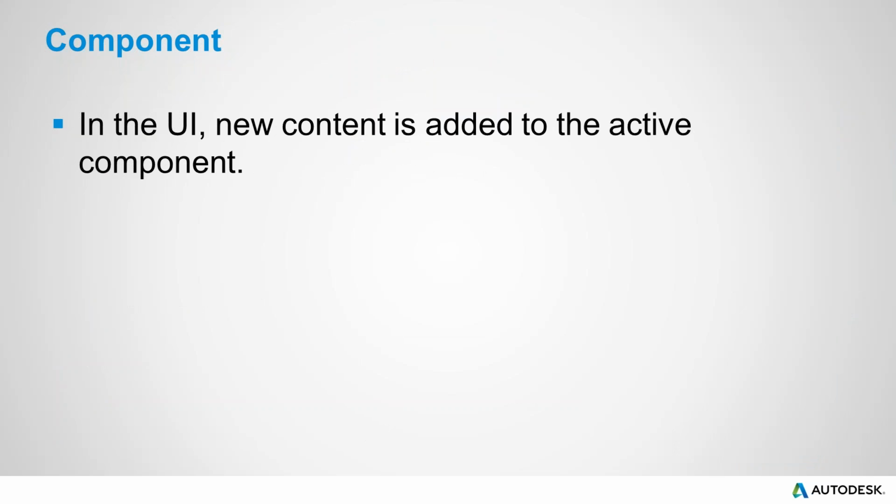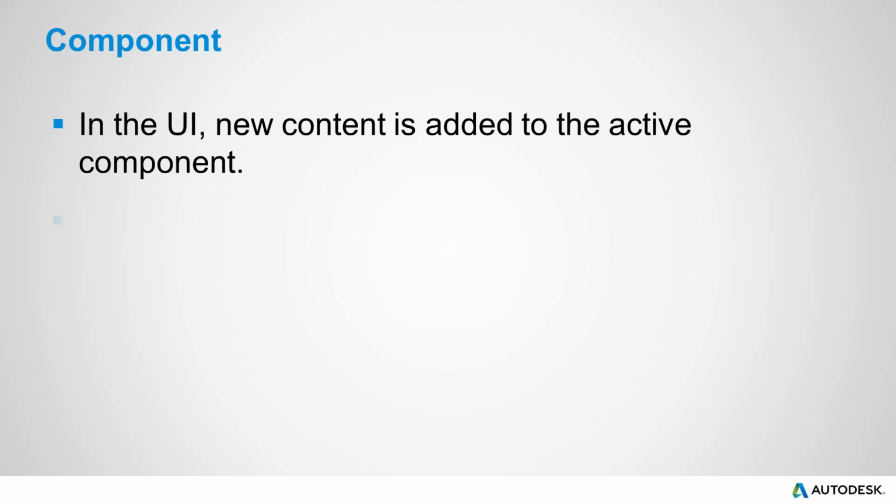In the UI, when you add new content, it's added to the active component, and I'll demonstrate this in a little more detail if you haven't used Fusion a lot. Basically I'm saying I want this to be the active container, and so I pick a component, and now if I draw sketches or construction geometry or whatever, create a new body, that goes into that component.